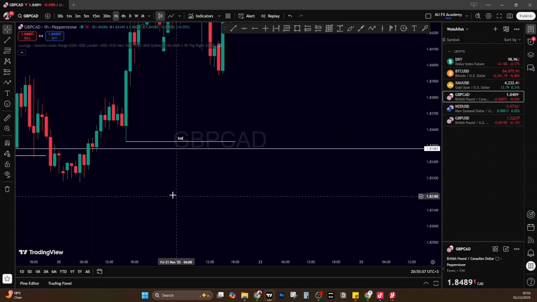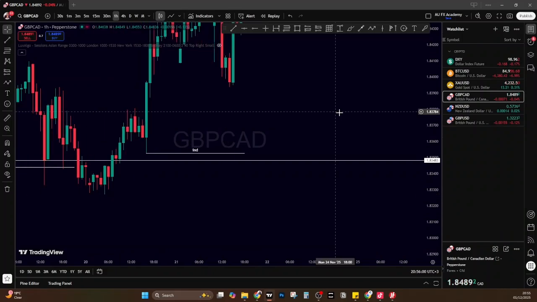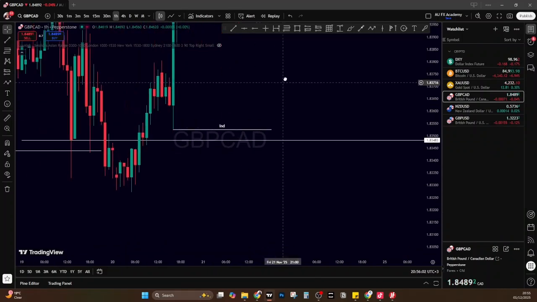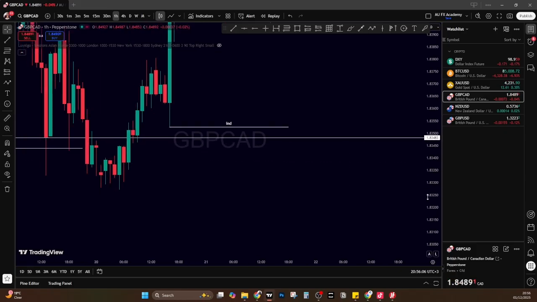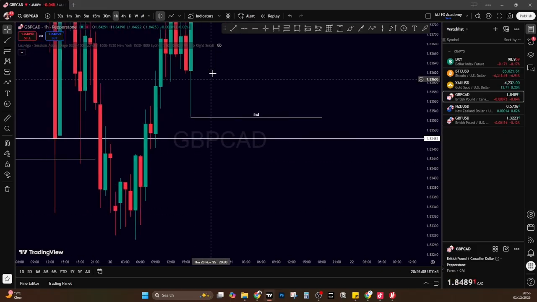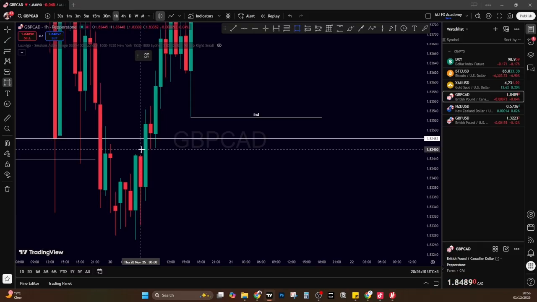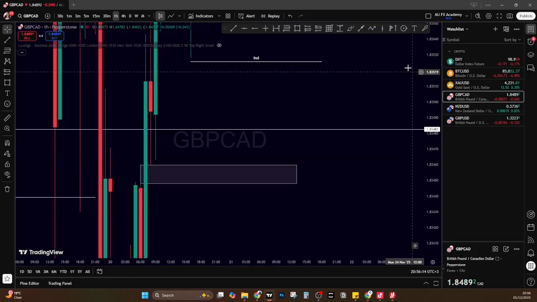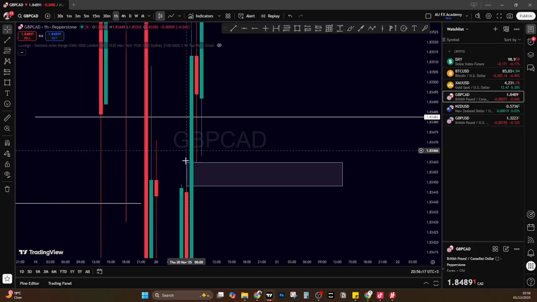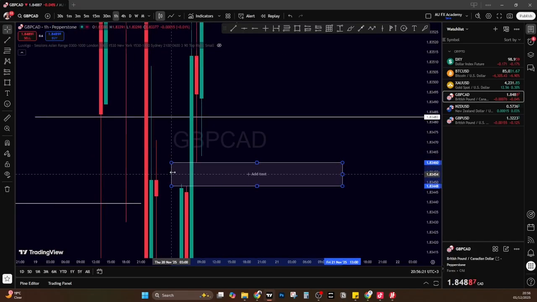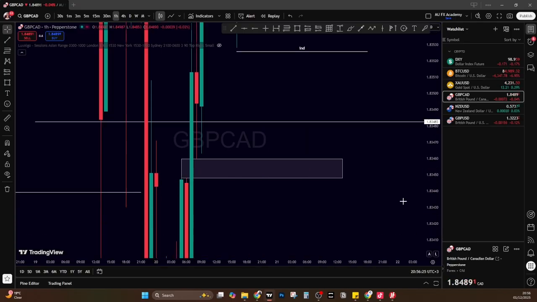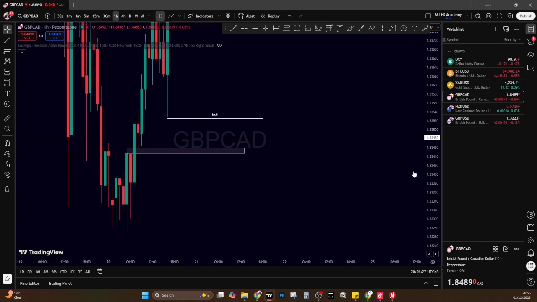We need to look for a POI below the inducement. So what can you see? I can see that there is a very small FVG here, very tiny FVG. I don't know whether you can see it from your end. It is very tiny, this one. We have that very tiny FVG there that has not been mitigated.